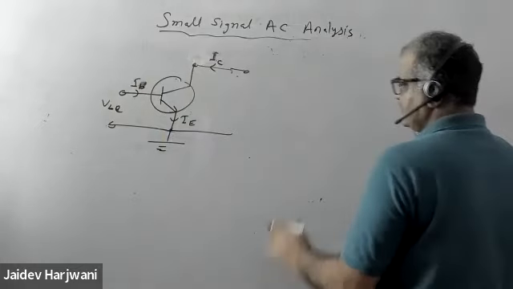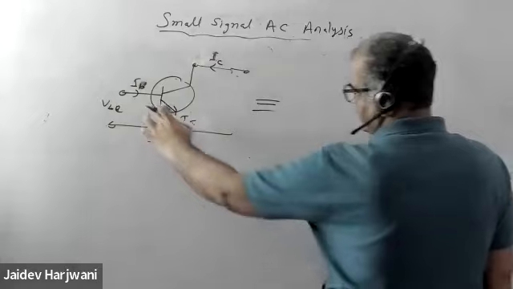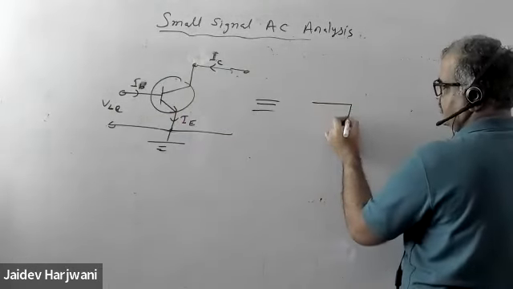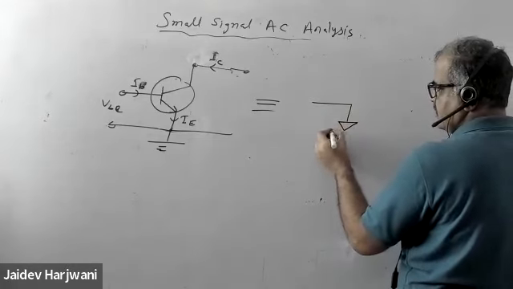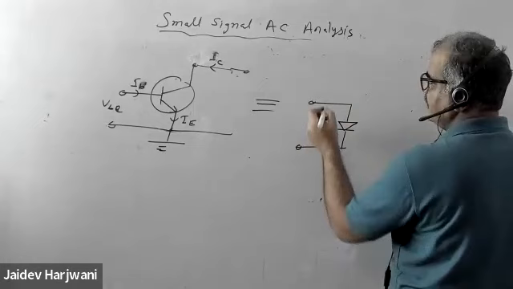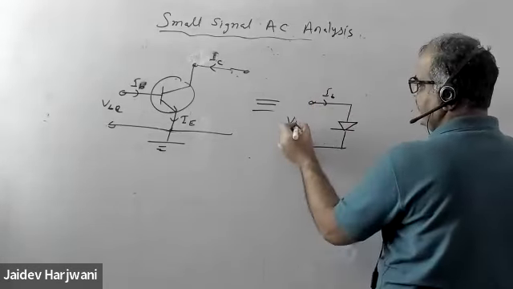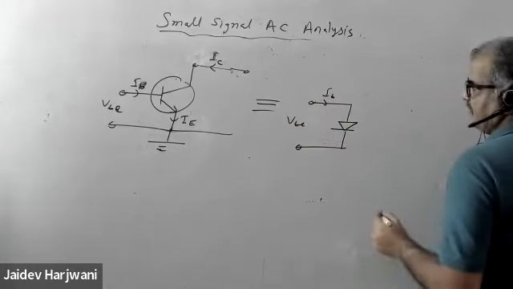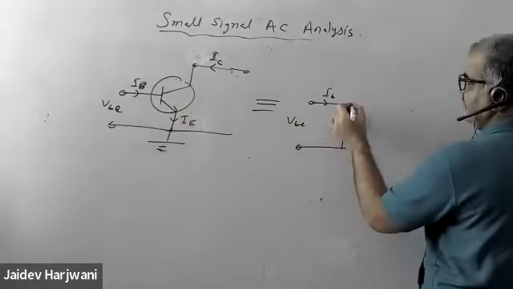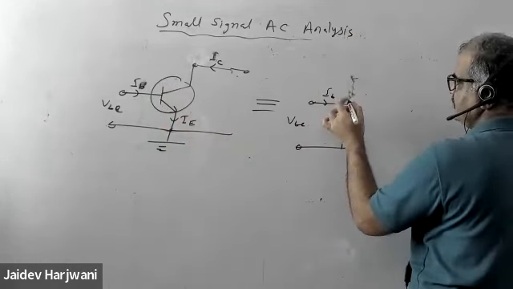Now this transistor again I want to replace by an equivalent model. So this will be replaced by a diode like this. IB is coming, and you're applying VBE. Then along with the diode, we have a current source also coming.